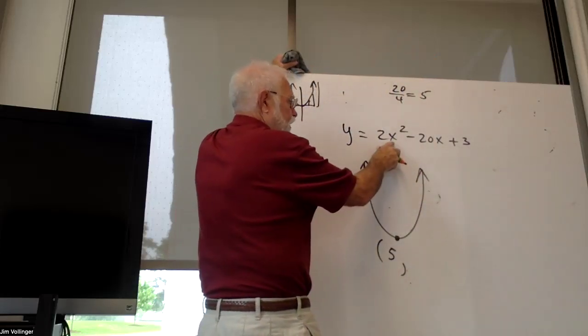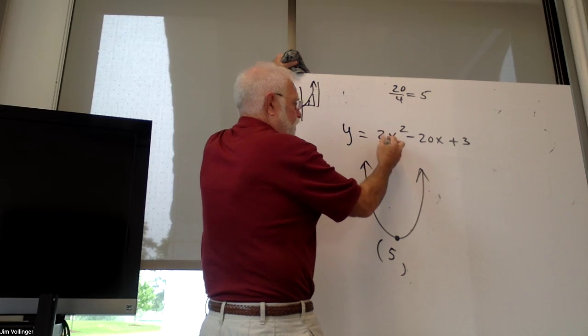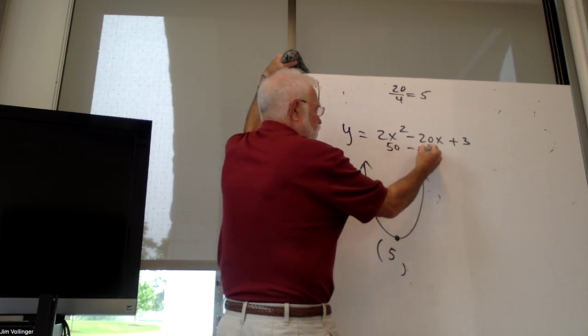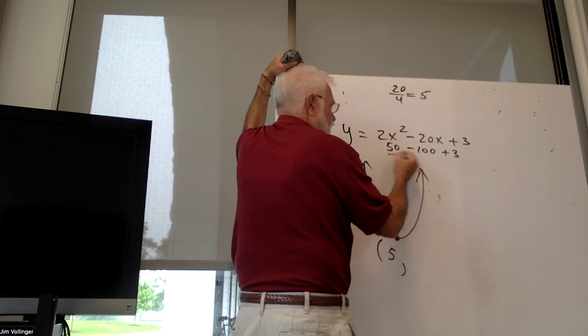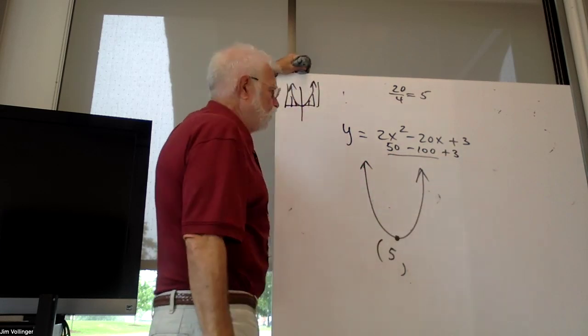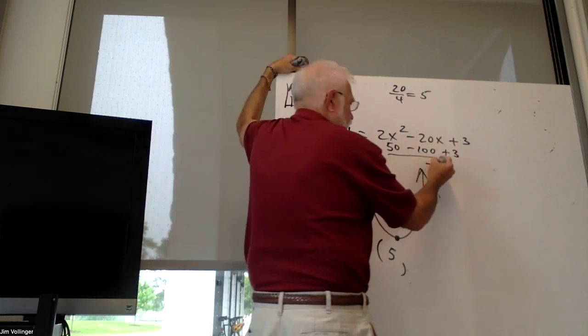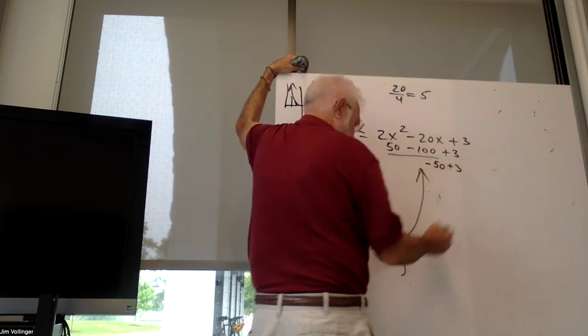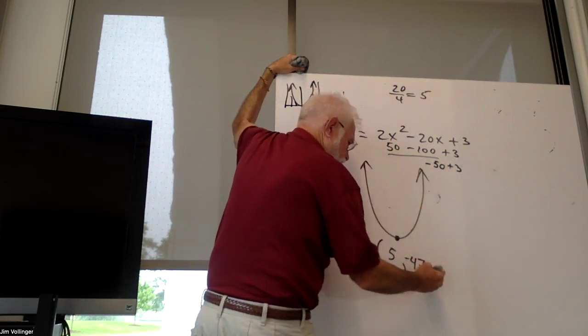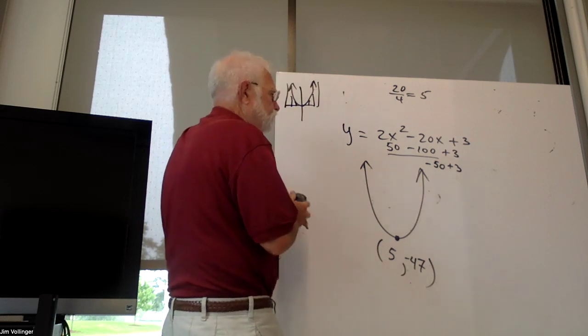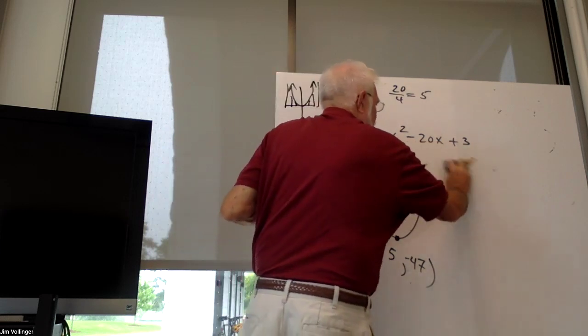And if I put 5 in, 5 squared is 25 times 2 is 50. Minus 100 plus 3. Oh, it must be a coincidence, 2 to 1 opposite. So that gives me minus 50 plus 3, which is minus 47. Now, why don't I find the y-intercept? Because then I've got the graph.